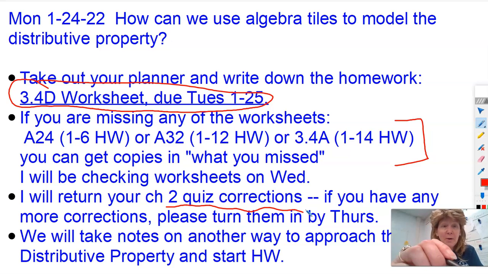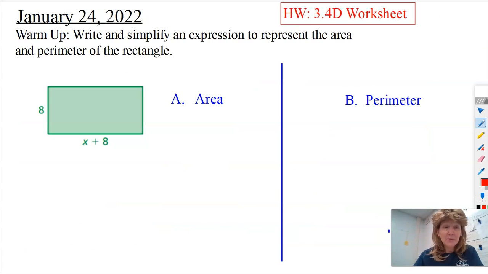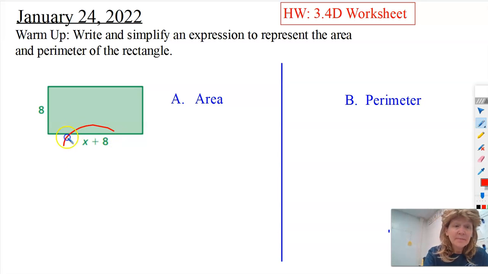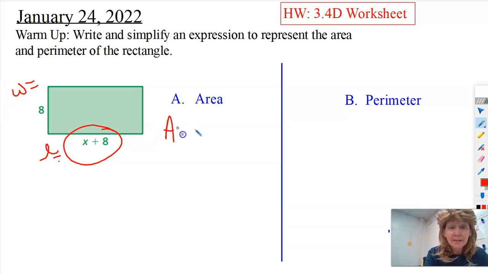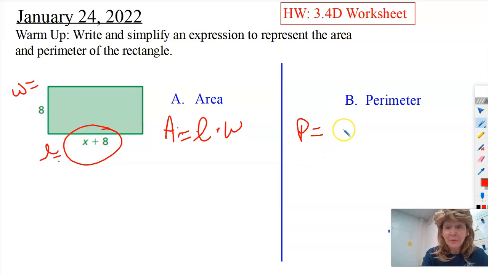We're going to look at a warm-up and then some new notes today. So here's the warm-up. Write and simplify an expression to represent the area and the perimeter of the rectangle. So notice that this dimension is the length and over here is the width, right? And then remember that area is length times width.